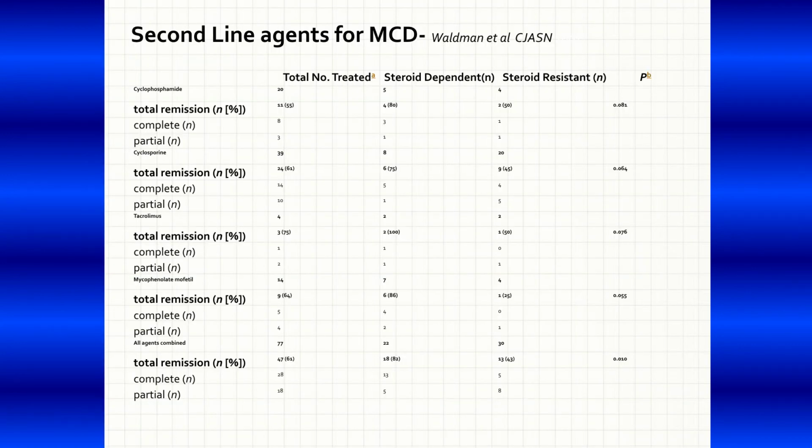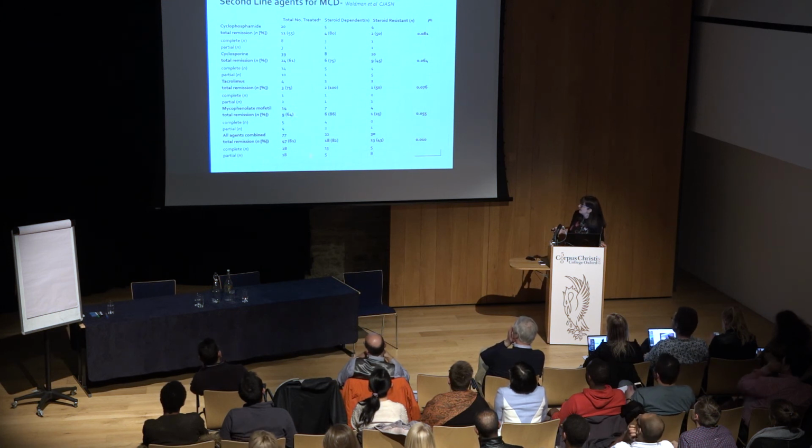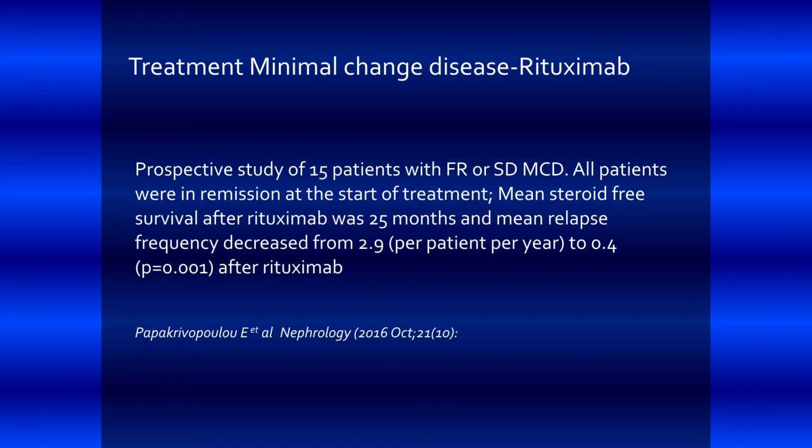And the bottom line is that most of these second-line agents work. This, again, is a series from New York. It's a rather complex slide, but what you can see is the remission rates here, 55% overall for cyclophosphamide, 61% cyclosporin, 75% tacrolimus, 64% responded from mycophenolate, giving an overall rate of about 61%. And what's not surprising is that those who were treated because of steroid dependence respond better than those patients who are treated because they're steroid resistant. And I'll come back to that again a little bit later.